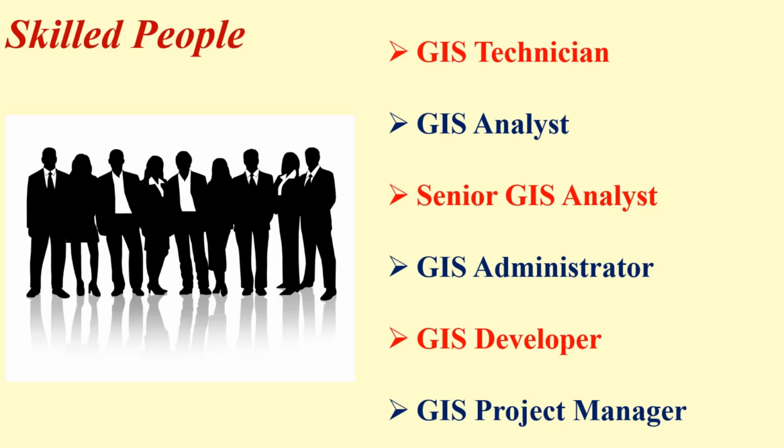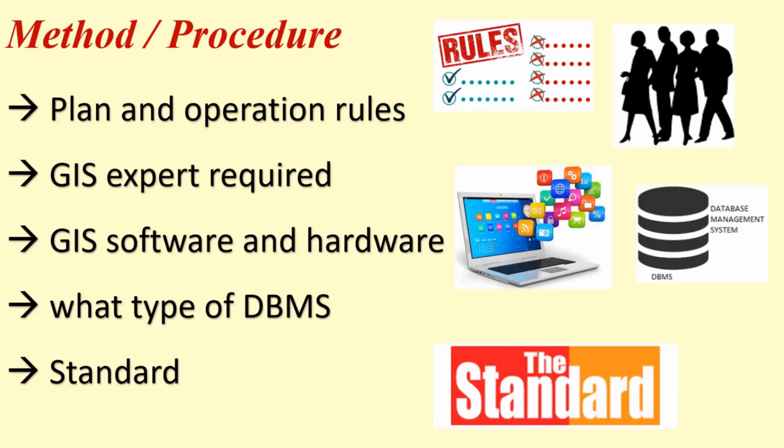This nomenclature may vary between institution and GIS project. Another component is method or procedure. It refers to the approaches that should be framed before starting any GIS task. For example, proper planning and operational rules should be framed before starting the task, the number of GIS experts needed for the task, among the available software and hardware which should be used for specific GIS tasks, and what kind of database management system should be used and what standards should be used to get the output.